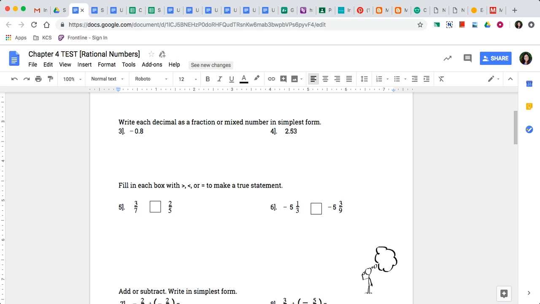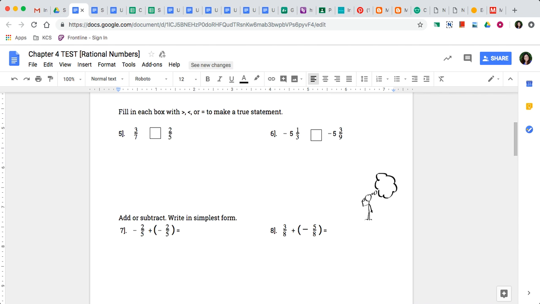Number 6, change it to a decimal, but they're both negative. So think of where would this fall on the number line and who falls closer to 0. Closer to 0 means the number is bigger. Change it to a decimal, think about a number line.